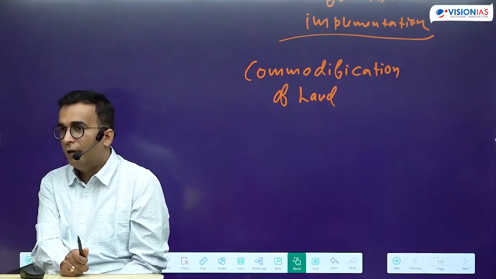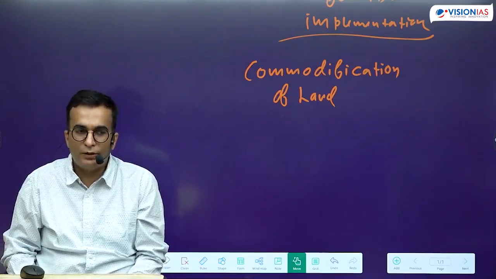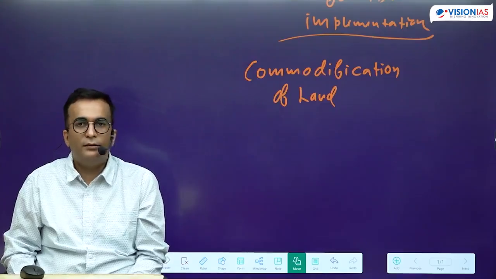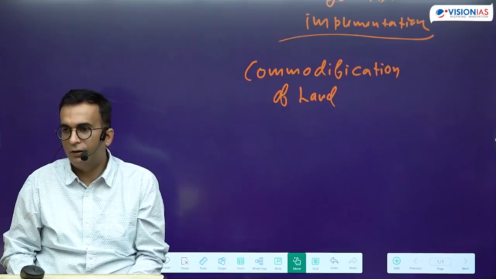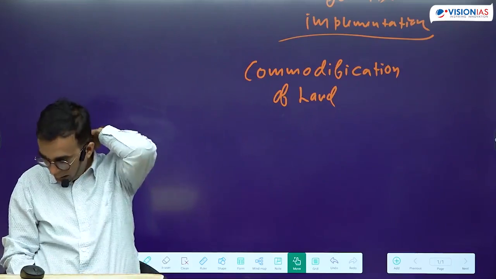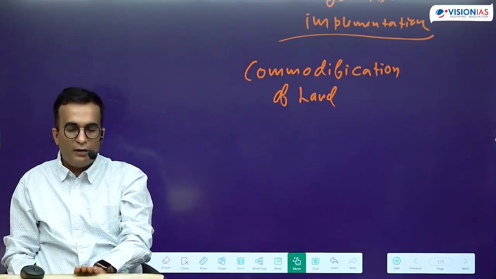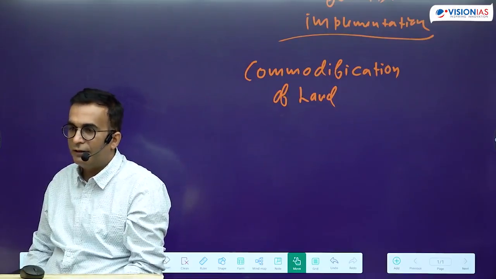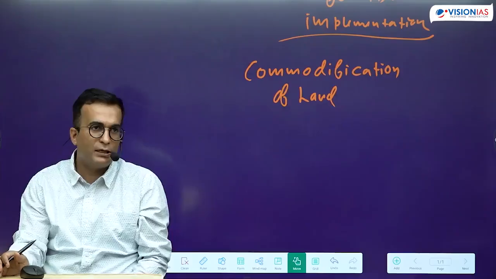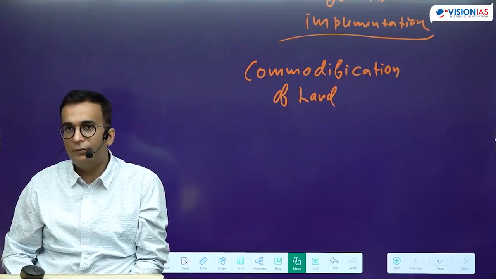Write in brackets: British authority facilitated the creation of a land market, in which the rate of the land was decided by them. So this is about one part. Then you write the next point.